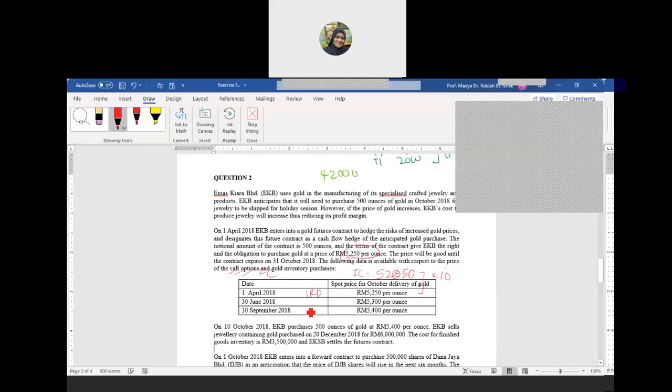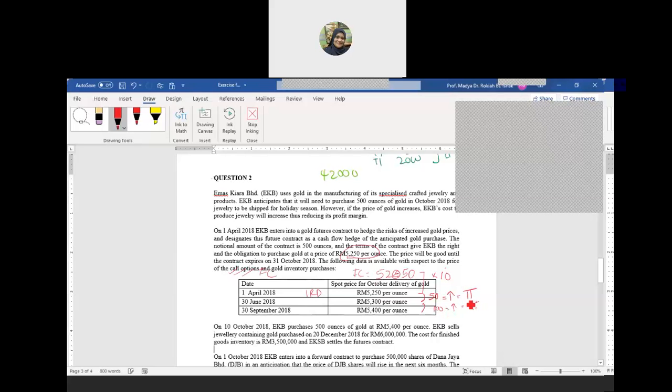Then on 30th of June, which is the reporting date, the price has increased by 50. When the price increases by 50, you're going to have a gain, because the price of the gold has increased. Then on 30th of September, the price increased again, by 100. So again, you're going to have a gain.